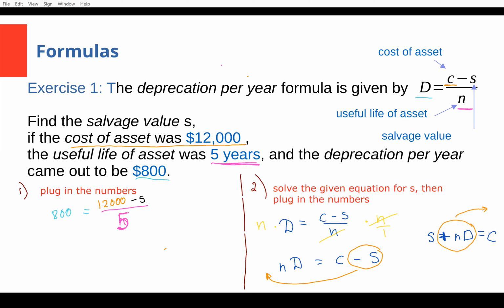And now I can plug in all the information, right? I know that the cost of the asset was, I'm trying to see, yes, orange. It was 12,000. The number of years was 5, and the depreciation then came out to be 800. So if I do this formula, I'll find the answer.